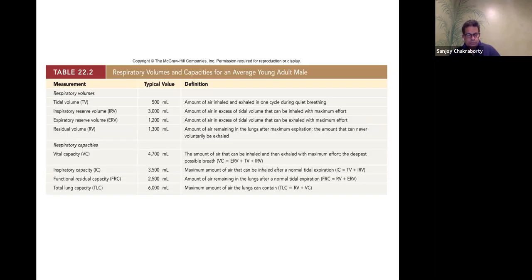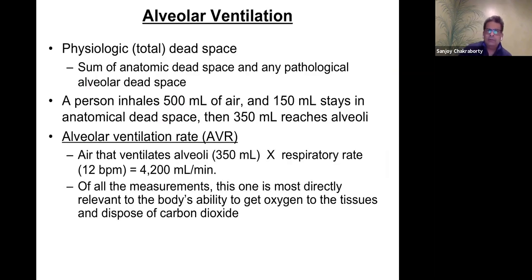From nose to terminal bronchial, they're not doing any physiological work. No physiological activity there. No gas exchange there. So that's anatomical dead space. So when you take in 500 ml, 150 ml of that stays in that area. So only 350 ml, the remaining part, is reaching the alveoli. That's the fresh air going to the alveoli.